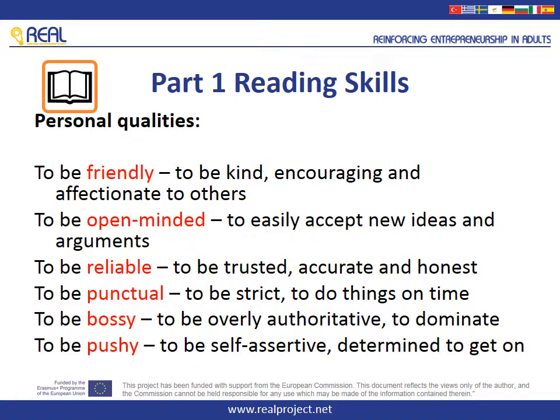Now, let's see some basic vocabulary describing personal qualities. To be friendly means to be kind, encouraging and affectionate to others. You are open-minded when you easily accept new ideas and arguments. To be reliable means to be trusted, accurate and honest. To be punctual is to be strict and to do things on time. You are bossy when you are overly authoritative and try to dominate. To be pushy means to be self-assertive and determined to get on.